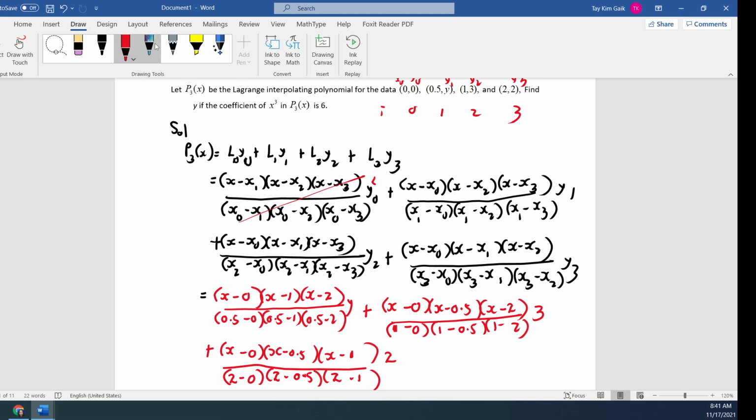And then for L2, y2, the third term, you are standing here. So x minus the point not from number 2. So x minus 0, x minus 0.5, x minus 2. And then in the denominator, replace the x by x number 2, which is 1. Then multiply by y2, which is 3.